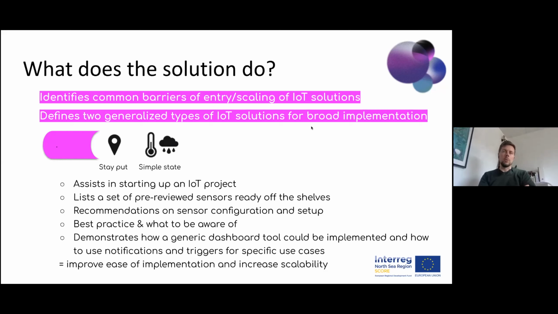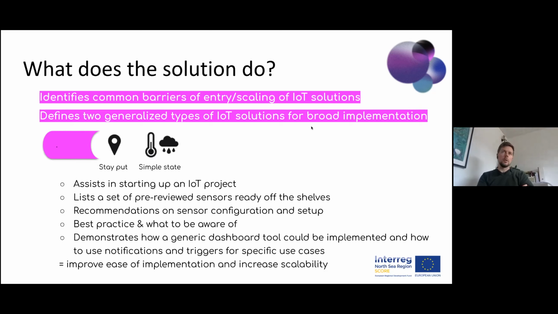The first is called Stay Put, and the idea is to be able to tag different objects using IoT solutions to be able to place them or detect if they are being moved. That could be both stationary objects that may be hit by a car, and we want to make sure that they are returned to their normal state, or it could be movable objects such as different things in the urban space.